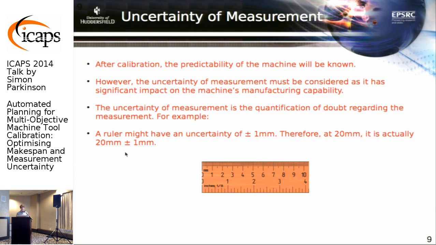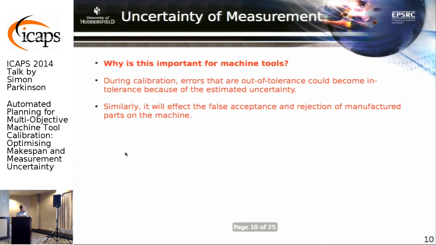All measurements have a standard uncertainty. If you buy, I don't know, ground coffee, on the back it'll say, I don't know, 20 grams, and then it might have a plus or minus 2, or it might just have an E symbol to say it's estimated. But why is it important for machine tools?